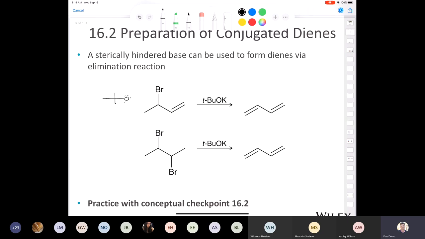We could draw our butoxide anion and say, well, it's going to pull off one of these protons off the methyl like this. Here it goes, going to the wrong place to my hydrogen. I make my double bond, and I have my leaving group leave like that. So this is an E2 reaction.